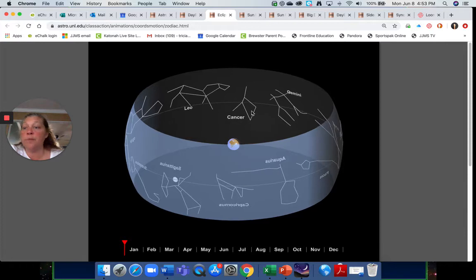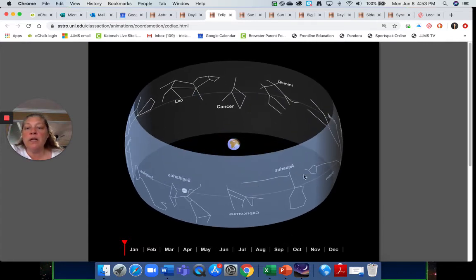My birthday's coming up on July 3rd. Cancer is like June 20th through like July 21st or something like that. Right after Cancer is Leo. So you would think that you could see my zodiac sign around my birthday, but you can't.